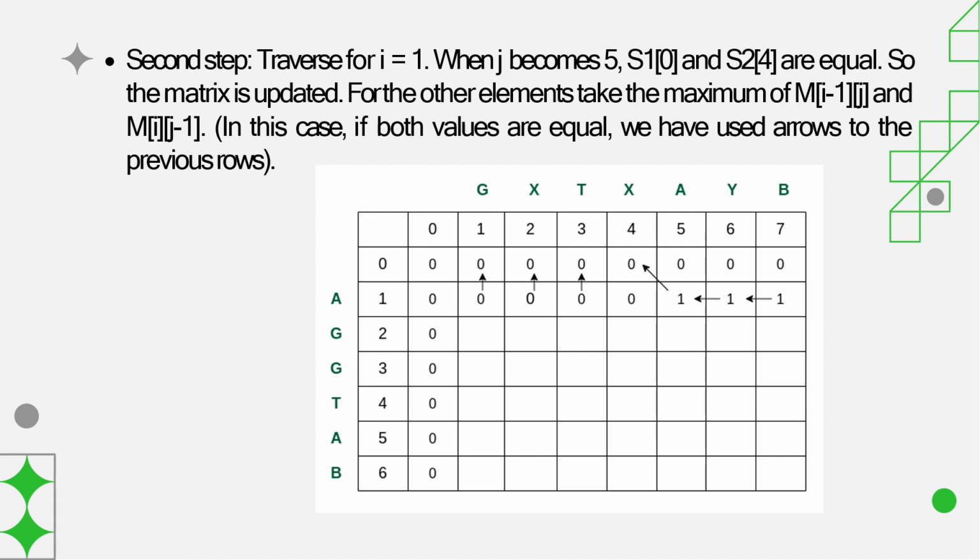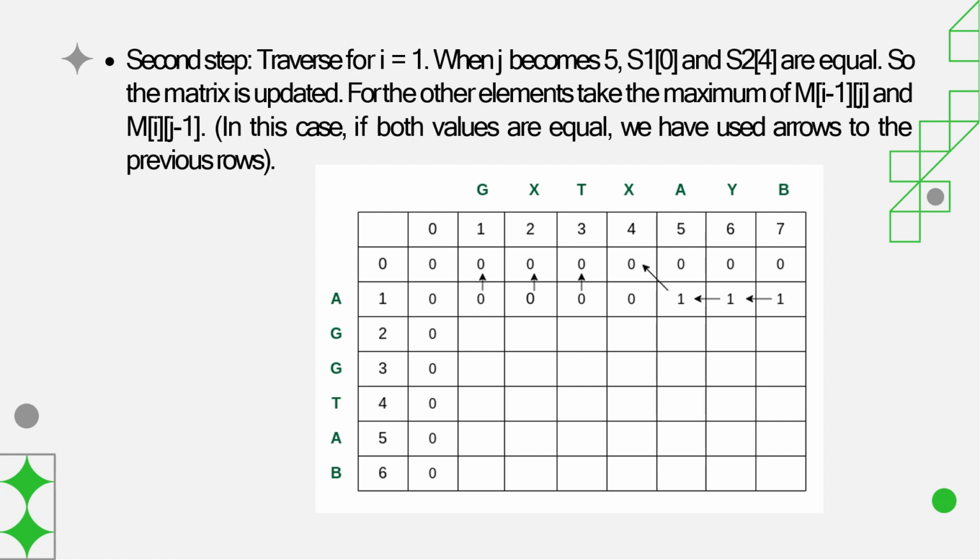From here we can see first A comma G is not matched. So we took 0 from the column. A to X is not matched. So 0. A to T not matched. So 0. A to A matched. So we took +1 from the diagonal side.